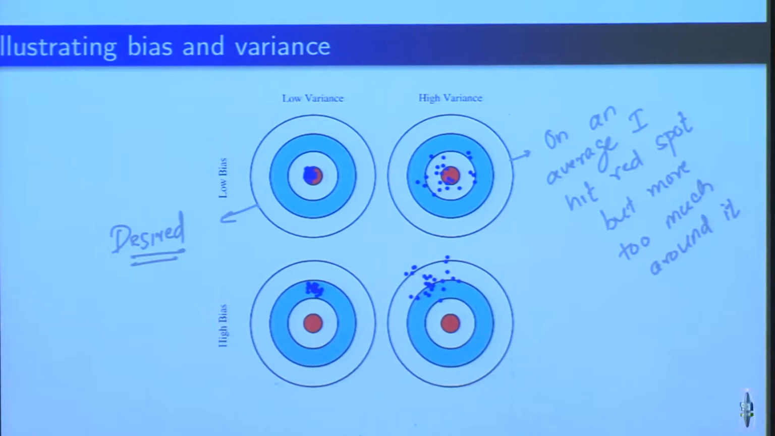And here's the case of high bias, low variance. I am consistently missing the target, but I am very consistent. Two centimeters away from the target every time, and exactly two centimeters in the same direction. So that's very consistent, but biased, right? Consistently missing the target in a consistent manner. It's not just about being consistent.